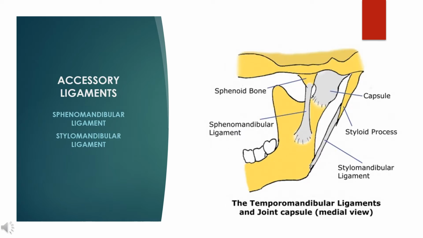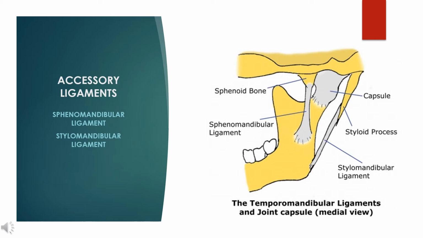Now we'll see about the accessory ligaments. There are two accessory ligaments which do not contribute to support of the temporomandibular joint but facilitate and limit its movement. They include the sphenomandibular ligament and the stylomandibular ligament.